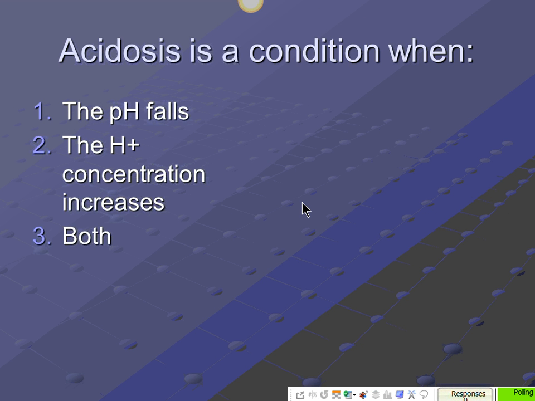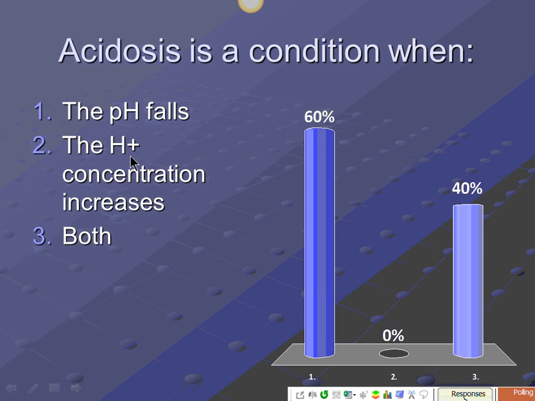Let's look at this. Acidosis is a condition when the pH falls, when the hydrogen ion concentration increases. And when I say hydrogen ion here, I'm automatically talking about free hydrogen ion concentrations. Remember, the pH has fallen, but in acidosis, the hydrogen ion concentration has increased. So it's both. Okay? It's both.